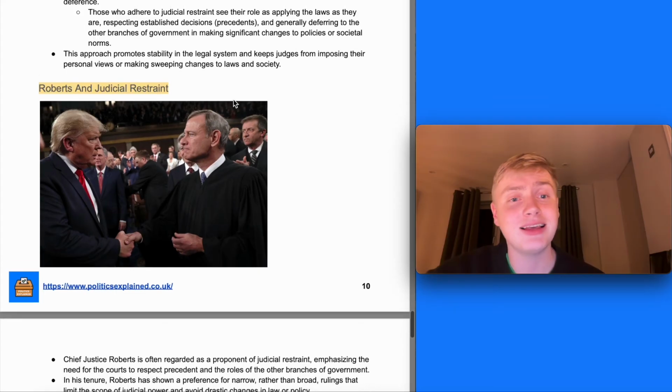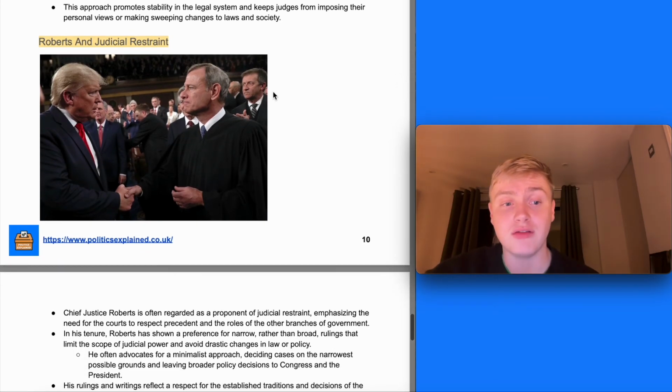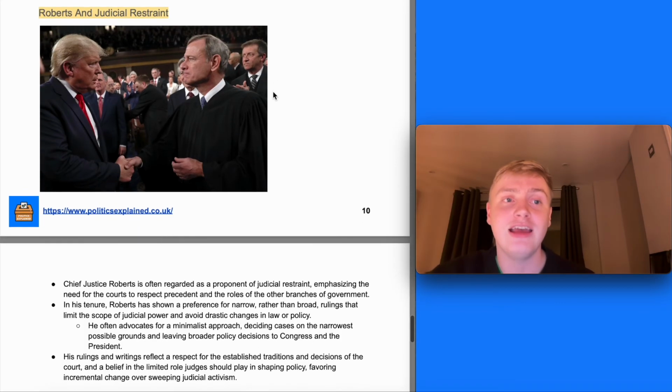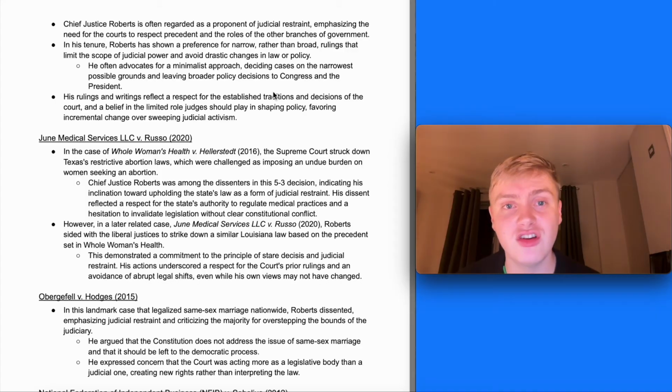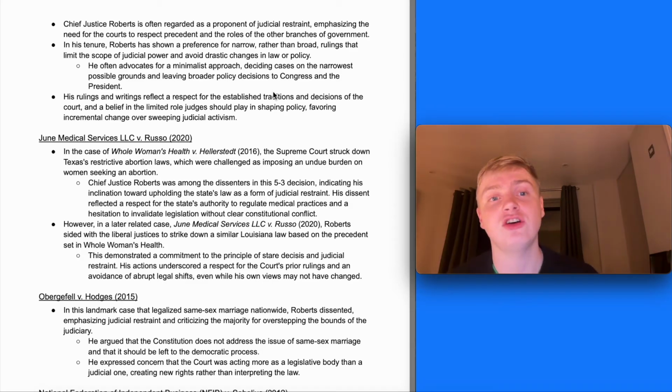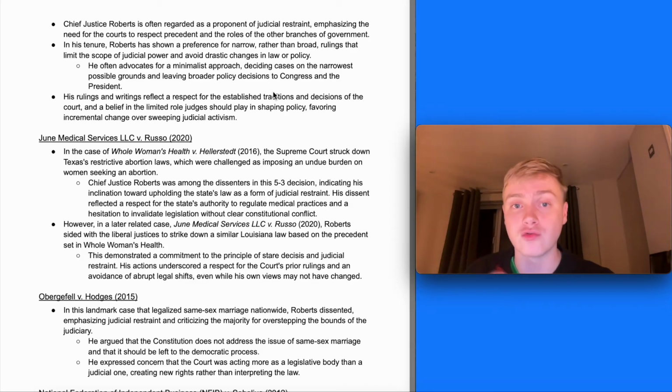So, a key figure who's been key in promoting the philosophy of judicial restraint is Chief Justice Roberts. He's often regarded as a key proponent of judicial restraint, emphasising the need for the court to respect precedent and the role of the other branches of government. In his tenure, he's shown a preference for narrow rather than broad rulings that limit the scope of judicial power and avoid drastic changes in law or policy.